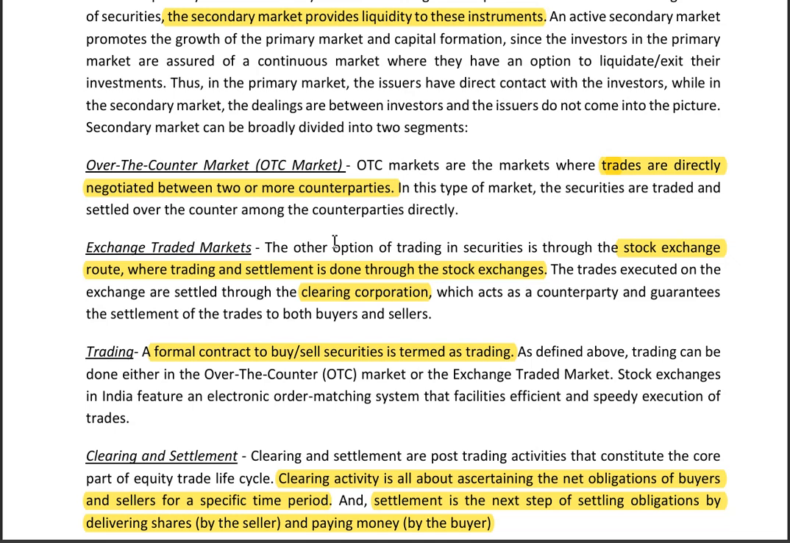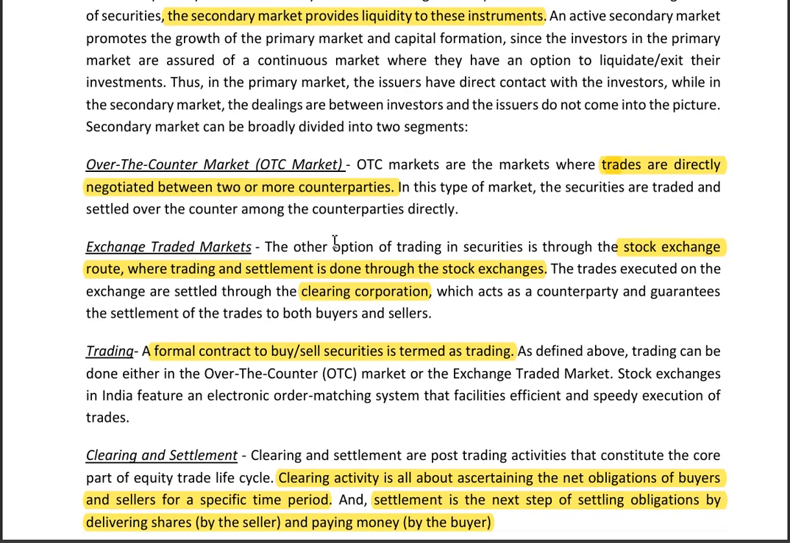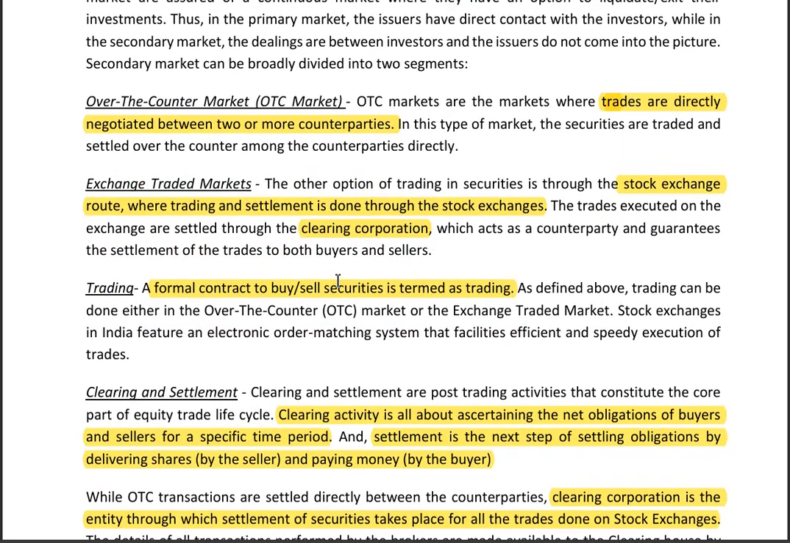OTC, over the counter markets, are where trades happen directly between two parties, with two or more counterparties. There is no stock exchange or mediator here. Exchange traded markets are the other option of trading securities through the stock exchange route.